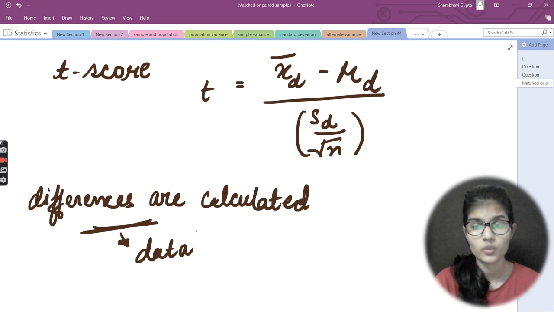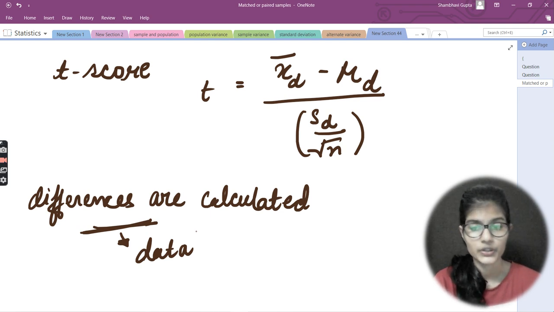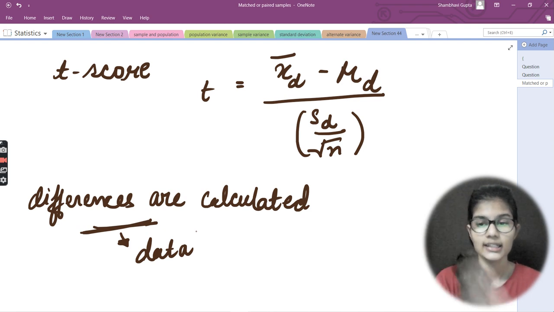What are the degrees of freedom? We learned this in much detail in the previous video, so I'm not going to repeat these things again and again in further videos. If you have any doubt, you can go back and have a look at that video. So n minus 1 was the degrees of freedom, and n is the number of differences here, right?